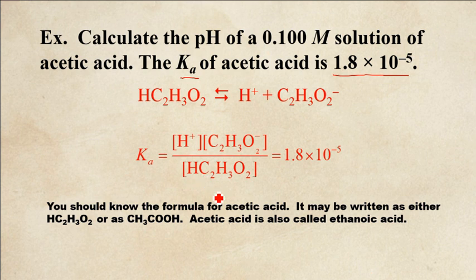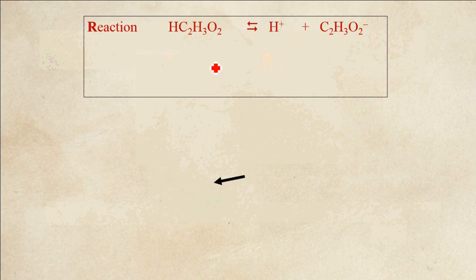We do need to know the formula for acetic acid and how to dissociate it in the form of acetate and hydrogen ion. It's important that we have. Another name for acetic acid is ethanoic acid. Oops, there's an arrow. That's pretty funny. Well, I guess we'll figure out in a second what that arrow applies to.